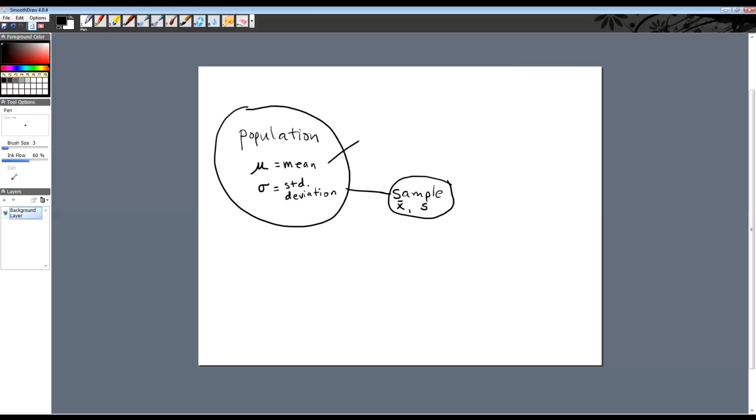These are called population parameters, and these are called sample statistics. So if you just remember that in terms of the first letter of these, population parameters and sample statistics.